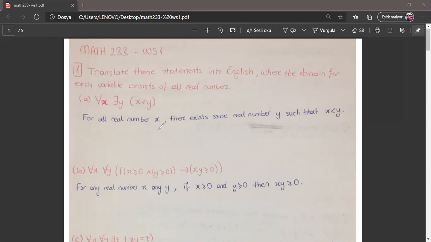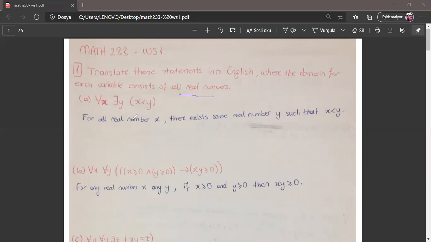Okay, so let's start. The first question is about translating the given statement into English. Remark that the domain is real numbers. So the domain is real numbers. It means X and Y can take values from real numbers. So what does it say? It says for all X, there exists Y, X is less than Y.